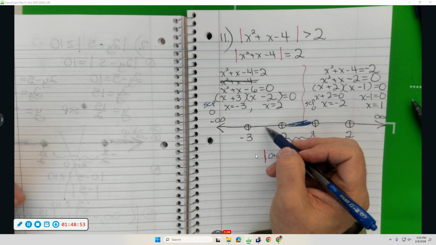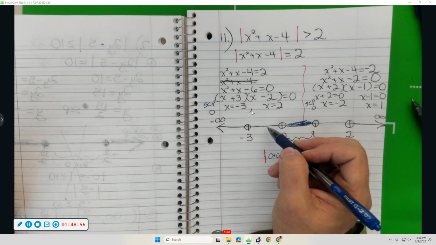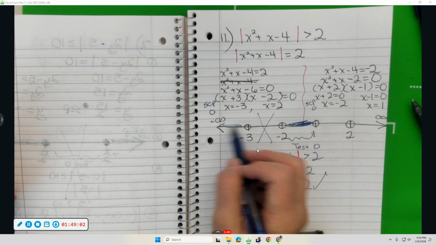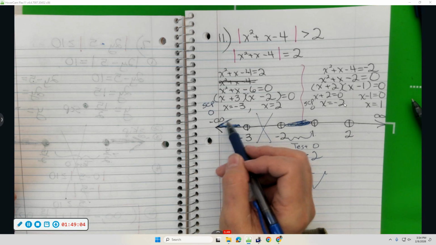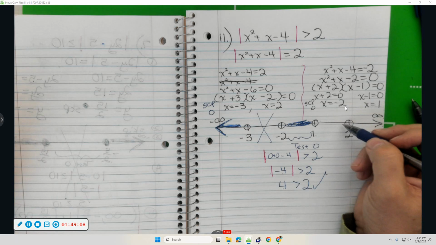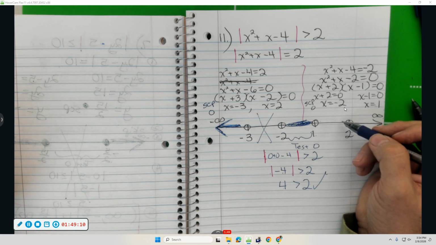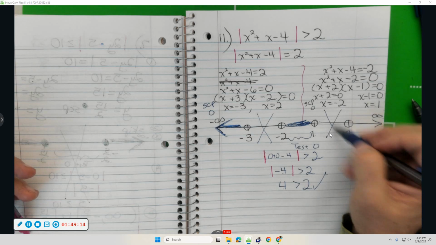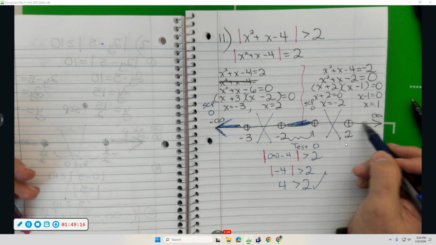Here, if we had tested that -2.5, would we have shaded or crossed out? Cross out. Here, shade. Suppose here we would have had to test 1.5 or something like that, but we didn't have to because we know it's going to be crossed out and shade.